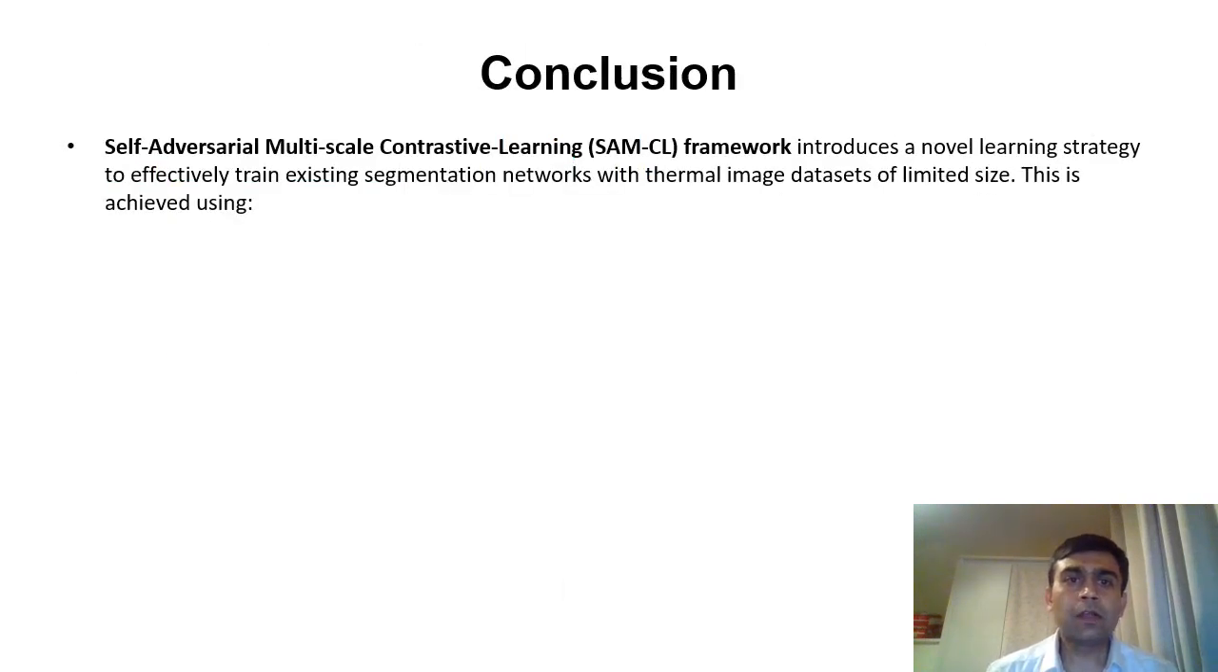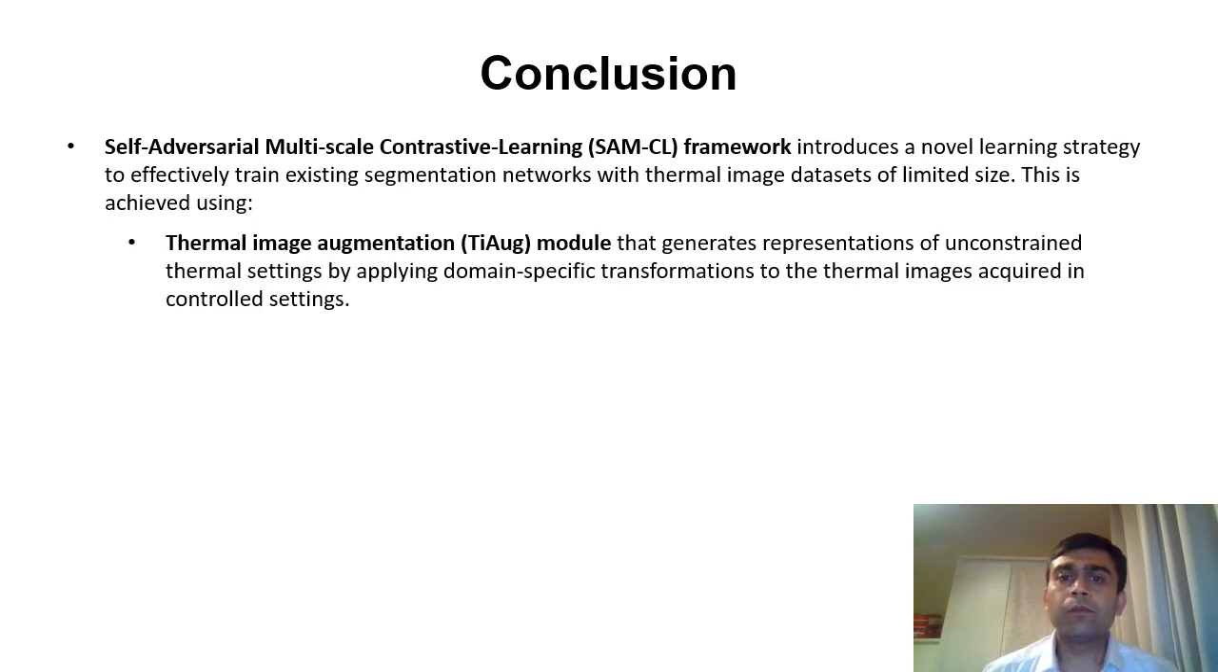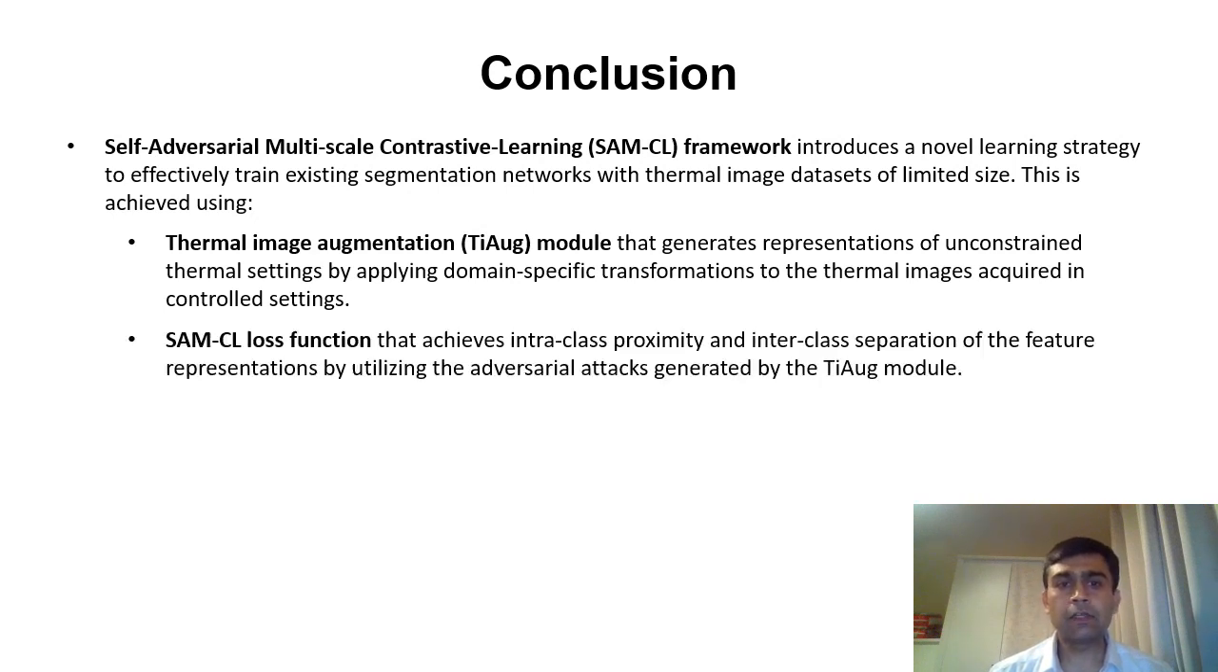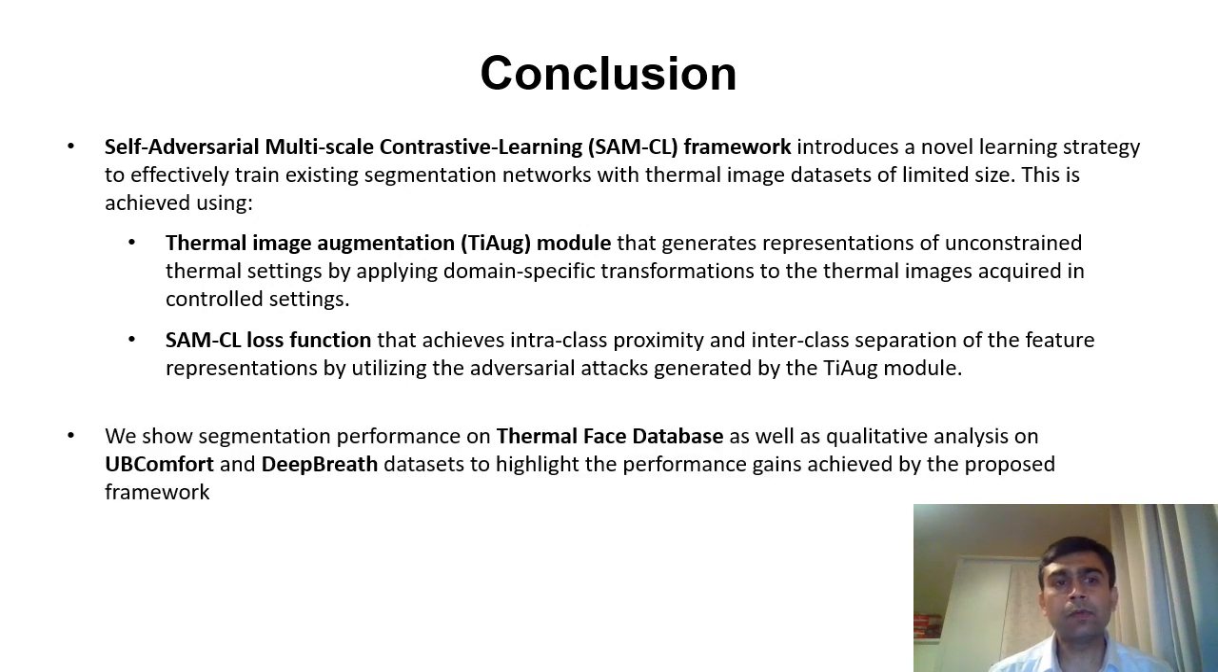To summarize, the SAMCL framework brings a novel multi-scale contrastive learning strategy that is effective in training existing convolution networks for semantic segmentation of thermal images when dataset size is limited and real-world representations are unavailable. Specifically, the TIOG module presents an image augmentation technique for thermal imaging utilizing existing datasets which are acquired in controlled settings. The SAMCL loss function utilizes the self-adversarial attacks by the TIOG module to compute a multi-scale contrastive loss. The SAMCL framework demonstrates state-of-the-art performance evaluated quantitatively on the thermal phase database and qualitatively on the UV comfort and DeepReD datasets.